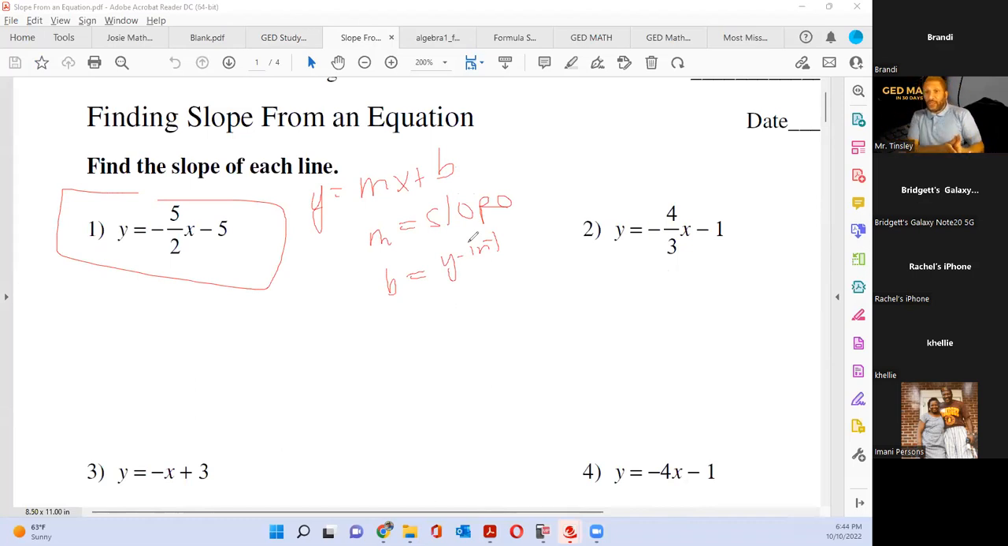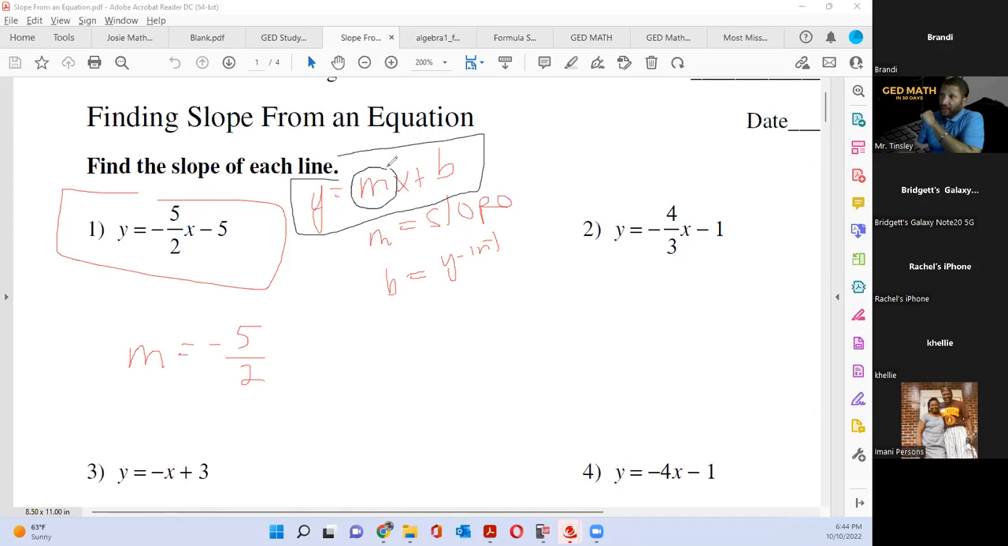Listen, if you went through the ebook, you went through my lessons, you should be able to get the slope and the y-intercept from this equation immediately. Can anybody tell me the slope for number one? -5/2. So remember, if your equation looks like y equals mx plus b, if it starts with y equals, your slope is whatever is in front of that x. The y-intercept is whatever is left. So my slope is -5/2.